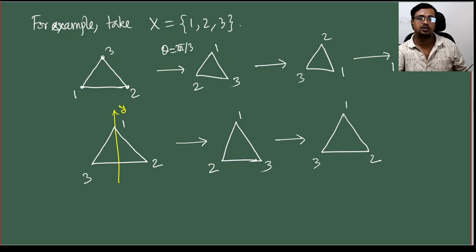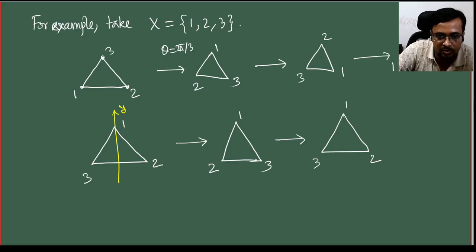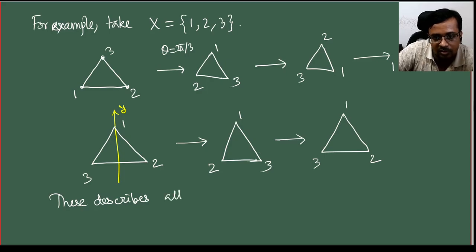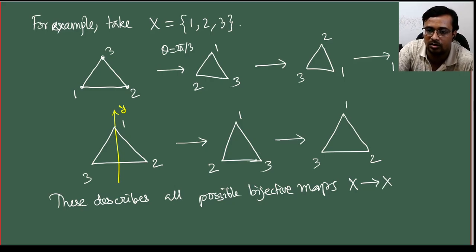So this has a property that its square is the identity. Okay. Reflection has a property that its square is identity, and rotation has a property that its cube is identity. Okay. Now, basically, this gives us all possible bijections from X to X. So this describes all possible bijective maps from X to X, where X is a set containing 3 elements 1 to 3.